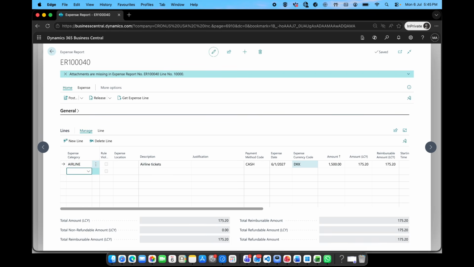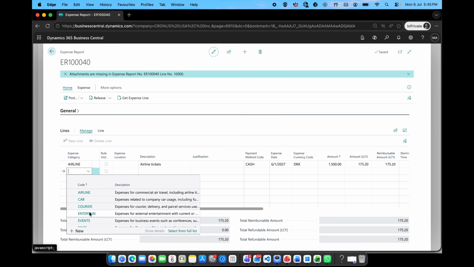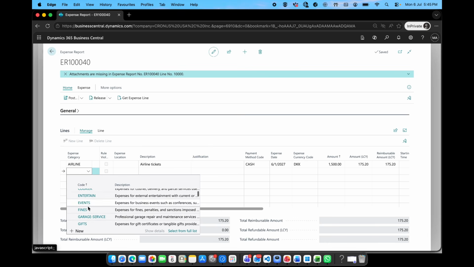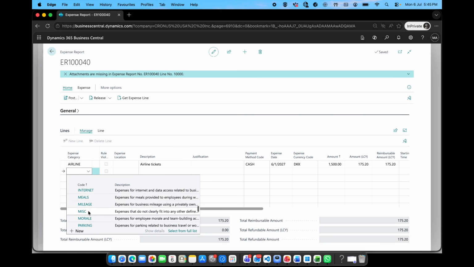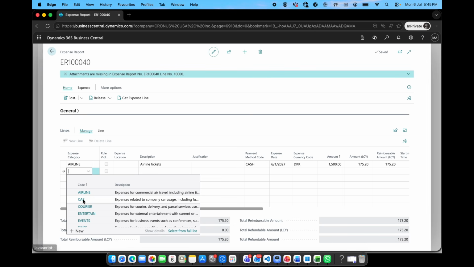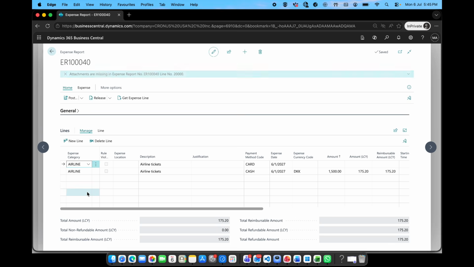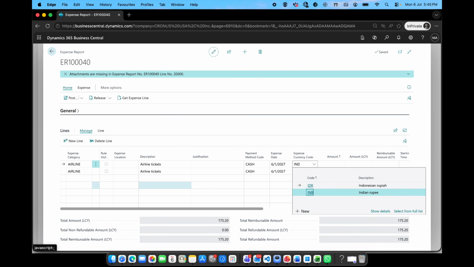And I also probably took a cab or something. So what I will do now is that I will take, I would like to keep a very simple example. Don't want to complicate it. Okay, so I'll take airline again, and I'll make this cash. And this time I paid in INR.